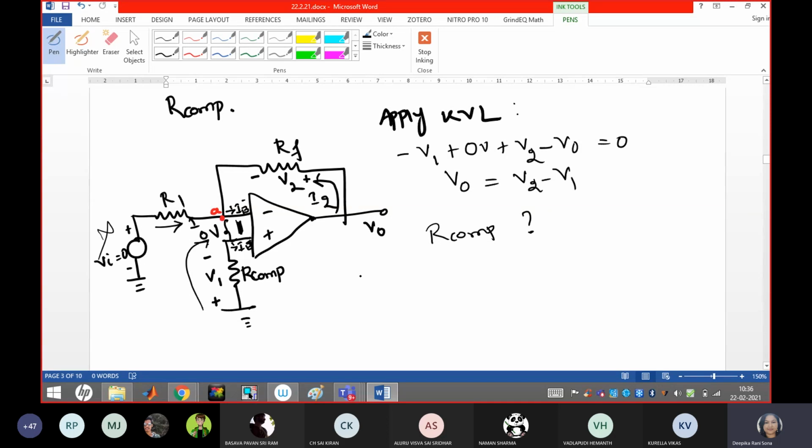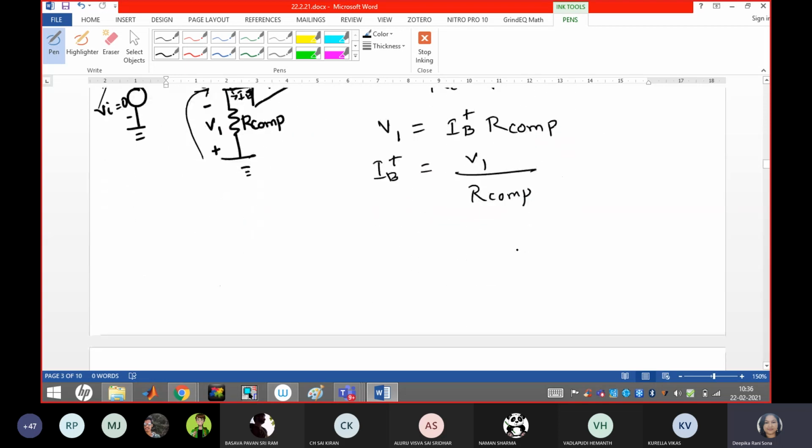Guys, if you see the circuit here, V1 can be written as IB plus into R comp. Similarly, what is IB plus then? V1 by R comp, right? At this node, IB plus is associated with your non-inverting input terminal and R comp is there. V equal to IR. What is I? V by R. So here we are finding IB plus.